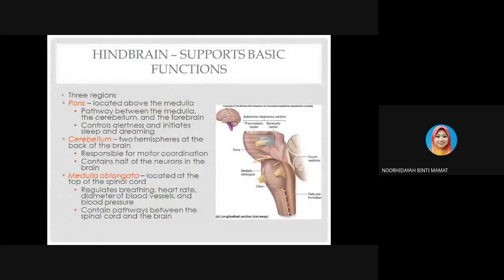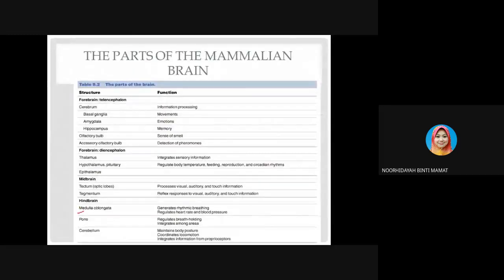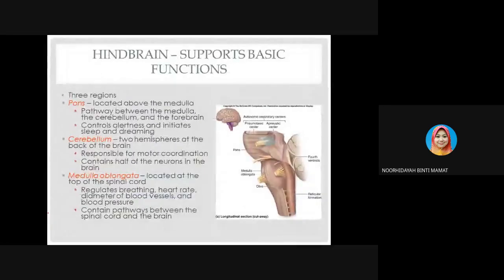So we go to the hindbrain first. The hindbrain supports the basic functions, and it has three regions, as you can see from here. We go to the first one, the pons. The pons is located above the medulla, as you can see from this figure, below the cerebrum and the forebrain. It controls alertness and initiates sleep and dreaming. So this is the function of the pons.